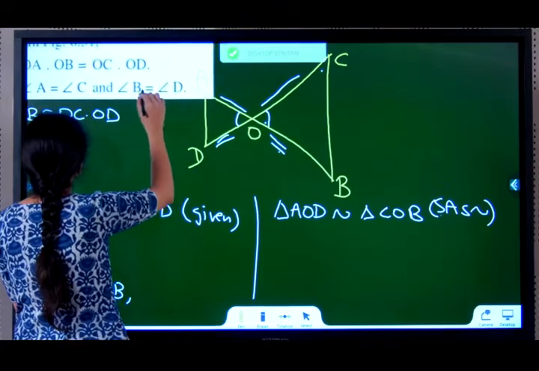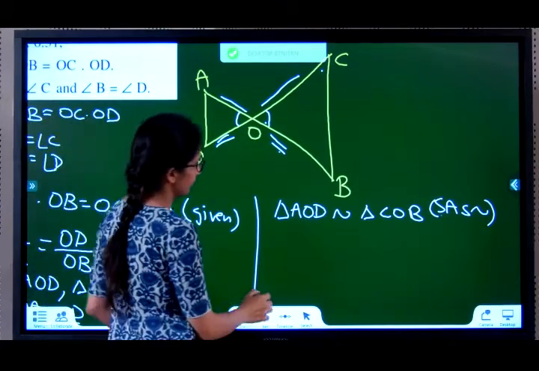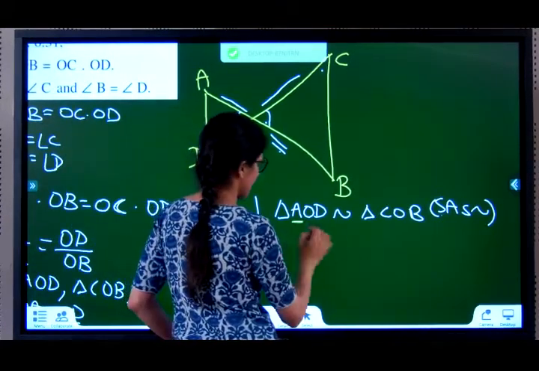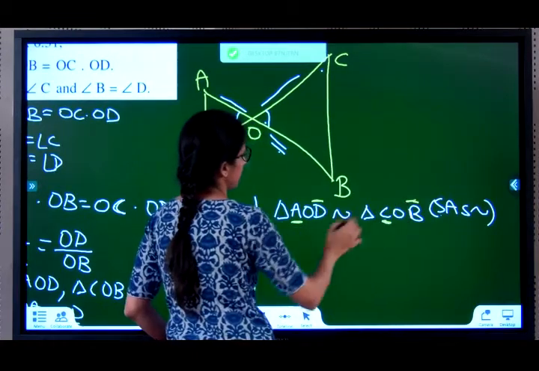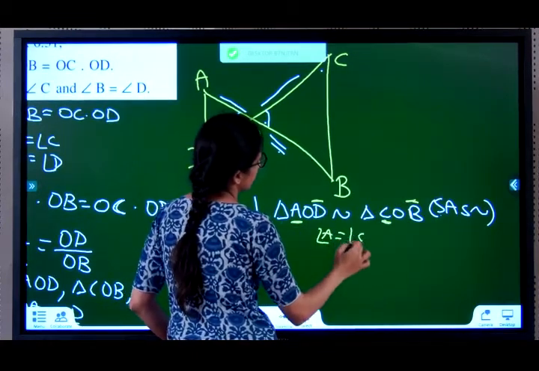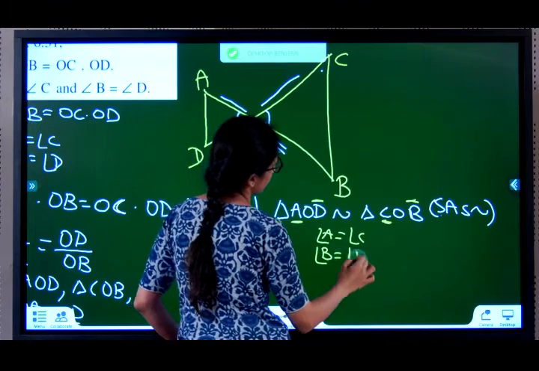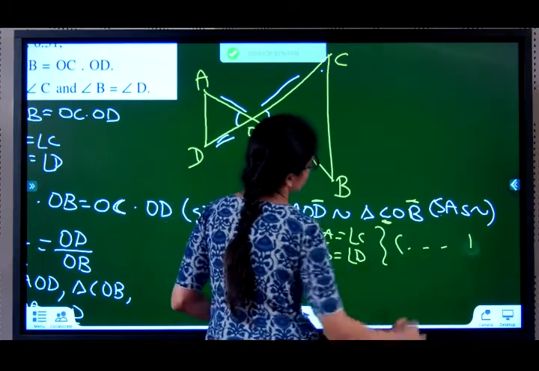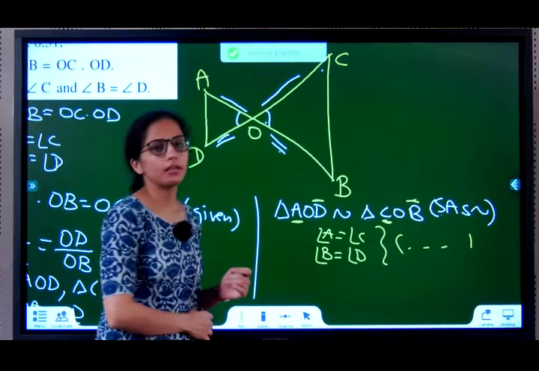You have to prove angle A equals angle C, angle B equals angle D. If you can see here, angle A is equal to angle C, angle B is equal to angle D. Reason being, corresponding angles of similar triangles are equal.